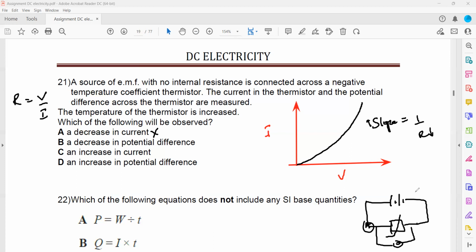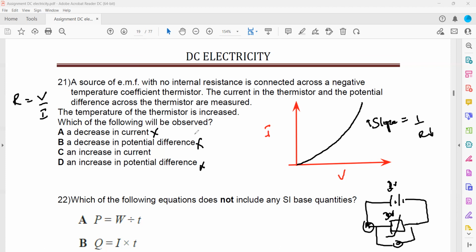What voltage I apply, the same voltage I will receive on the thermistor. If I apply 2 volts, there will be 2 volts across the thermistor. If I apply 3 volts, there will be 3 volts. So it does not make any difference. The change in the potential cannot be an answer, increase or decrease, because that is what we are changing. If we change the battery, the potential will change. If we increase the voltage, the potential will increase. If we decrease the voltage or EMF, the potential will decrease as well.